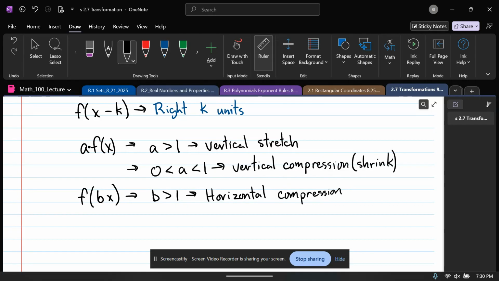If the multiplier on the inside of the function is between 0 and 1, that is a horizontal stretch.